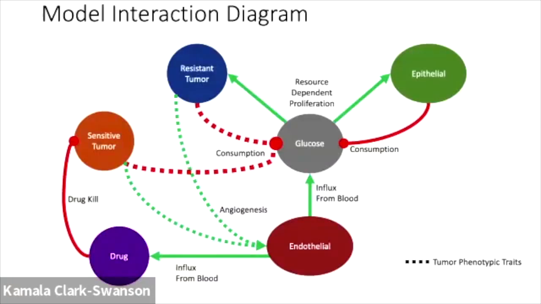So this is the interaction diagram for this model. And so like I was saying, it's incorporating all these other aspects as well as sensitive and resistant tumor cells, and now we're introducing a drug as well. And the drug is only impacting the sensitive cells, and the drug is also sort of consumed by the cells, which creates this gradient from the outside of the tumor in. So there's more drug on the outside than on the inside.